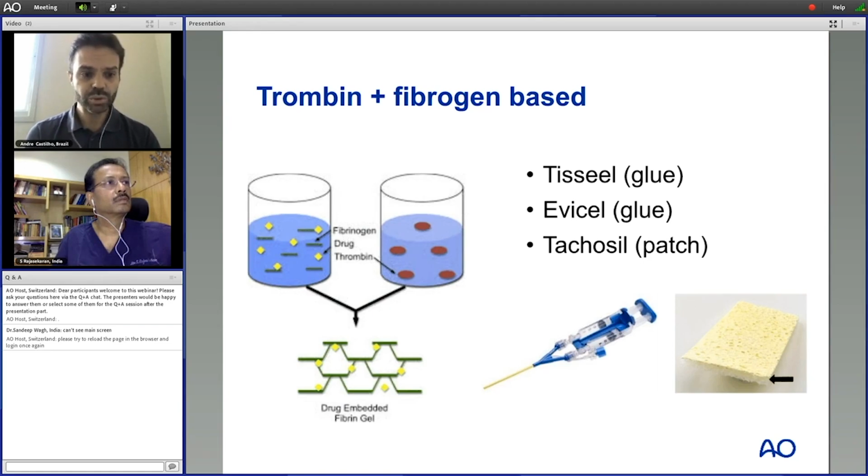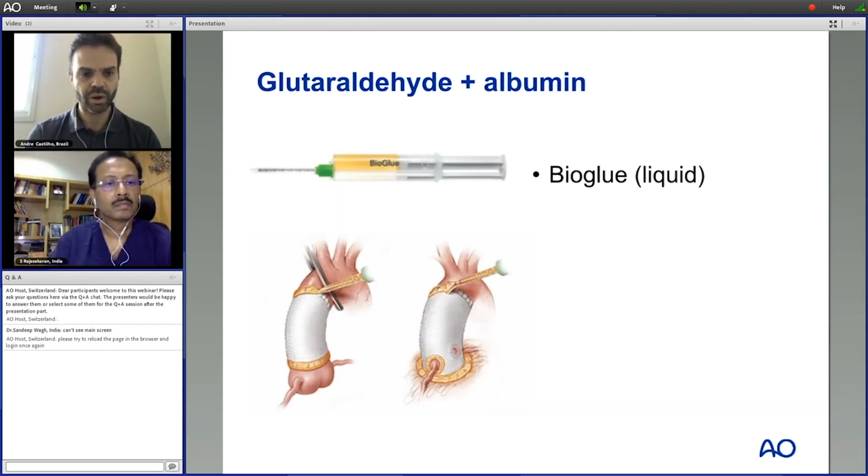We have the glues Tisseel and Evicel. Bastian told us a little bit about the TachoSil, which is a patch, but also based on thrombin and fibrinogen. Also, as a glue, we have a glutaraldehyde plus bovine albumin based one, that is BioGlue, designed initially to be used in cardiovascular and general surgery, but mainly in cardiovascular surgery.